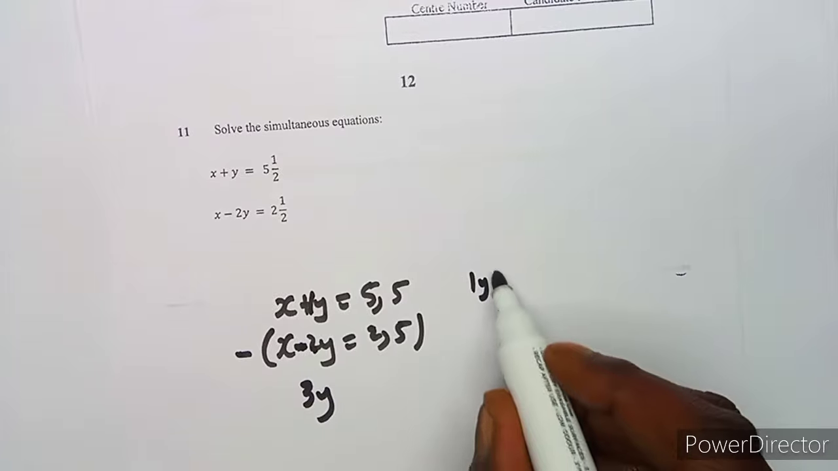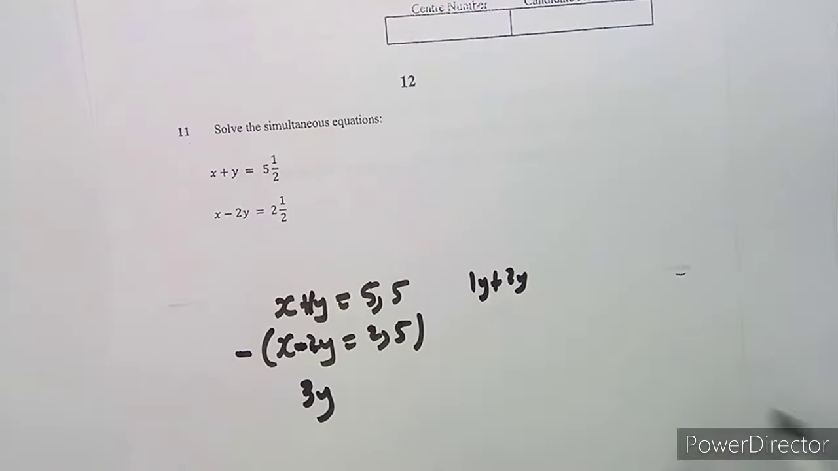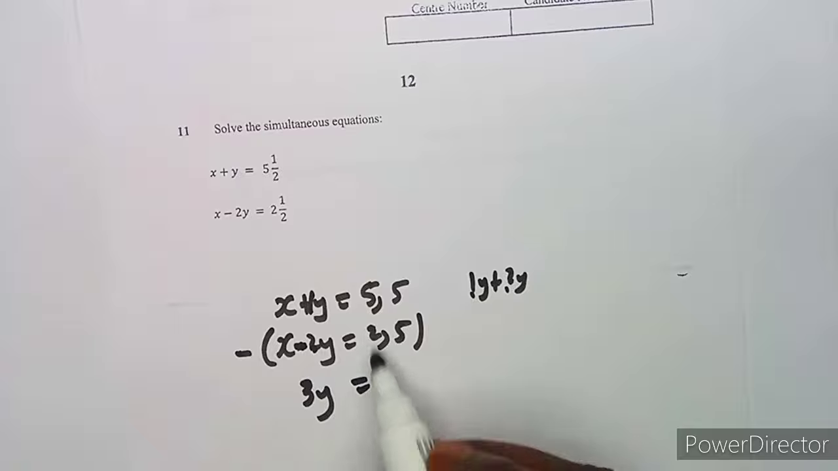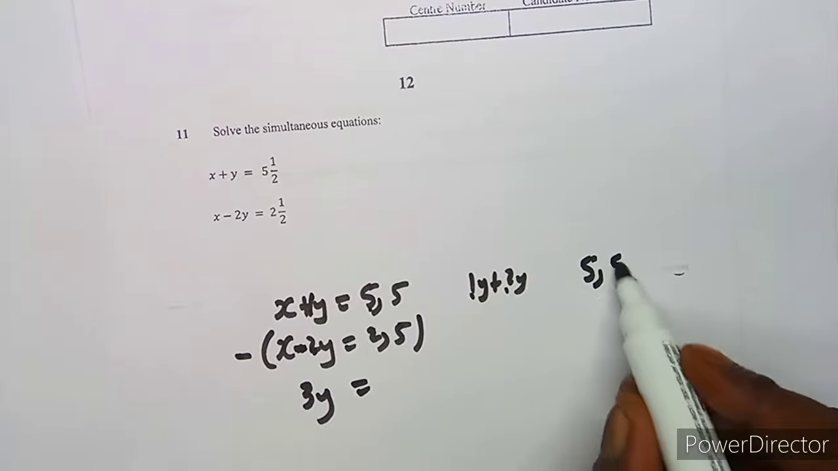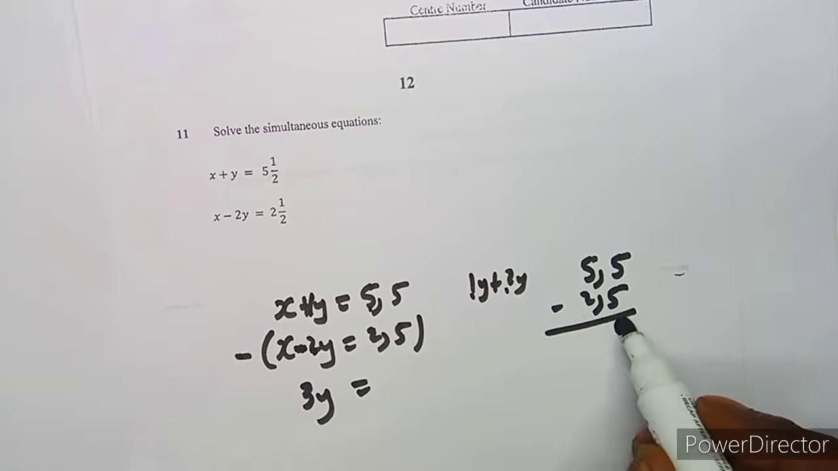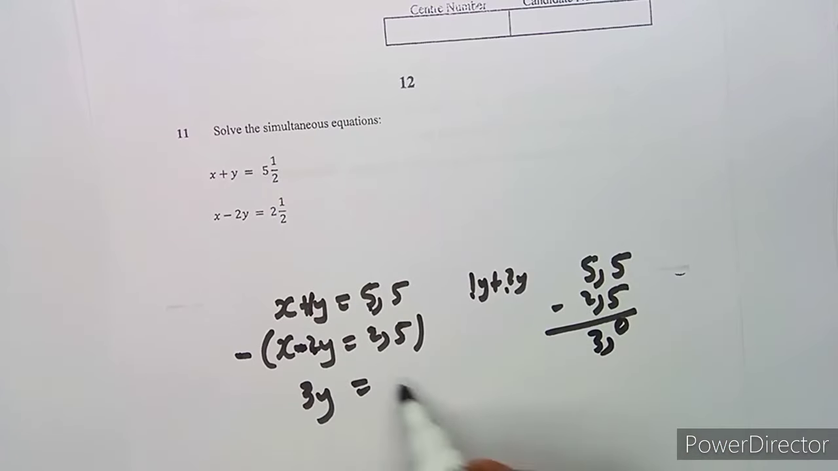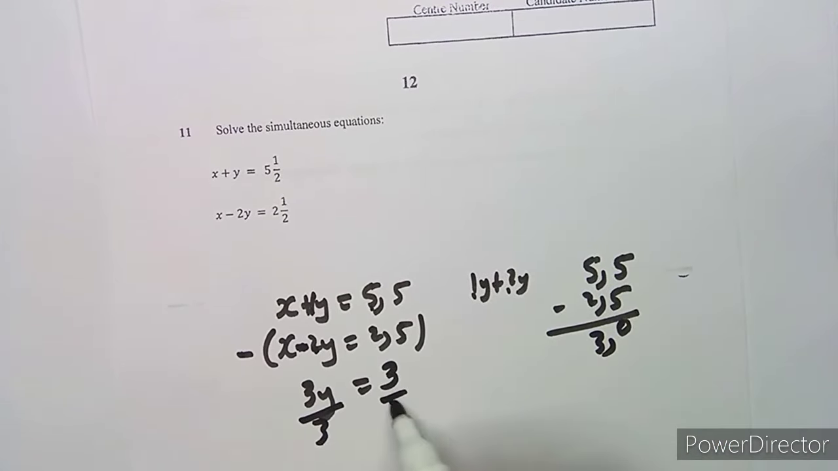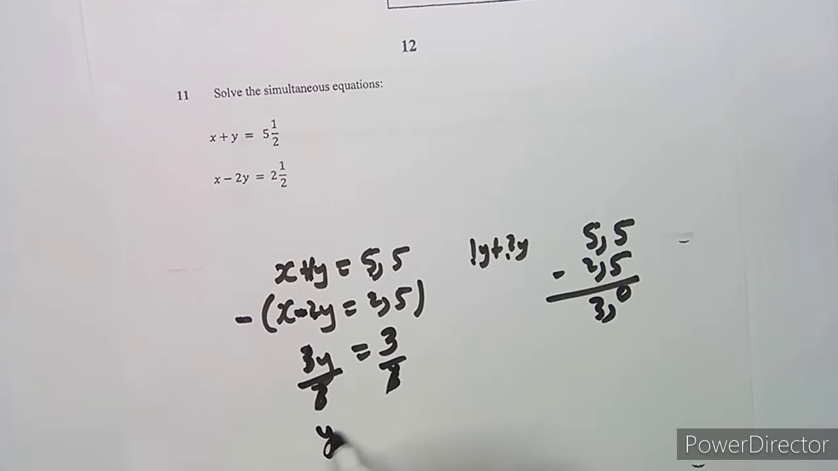From your directed numbers, 1y plus 2y, because there's minus minus, so 1 plus 2, which is 3. Then we've got 5,5 minus 2,5, which is going to give us 3. So if we divide by 3 both sides, definitely y is going to give us 1.